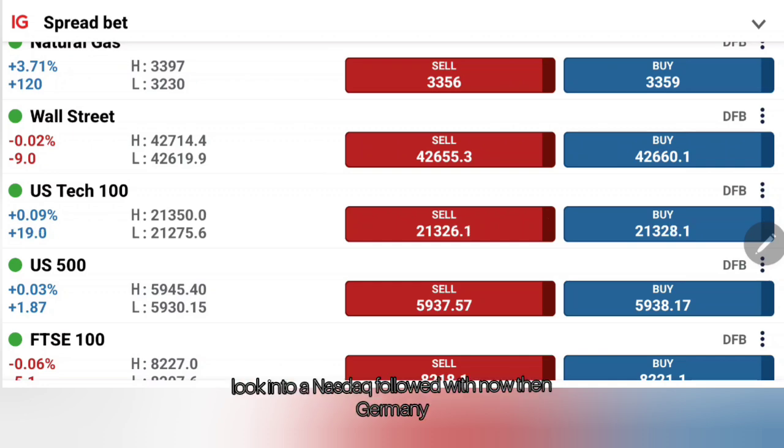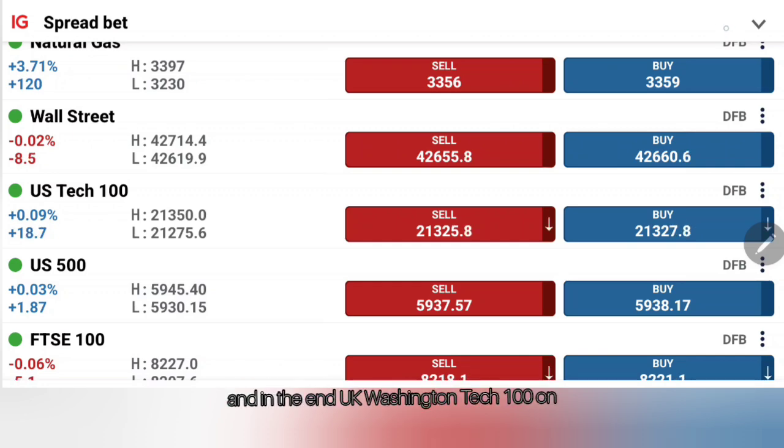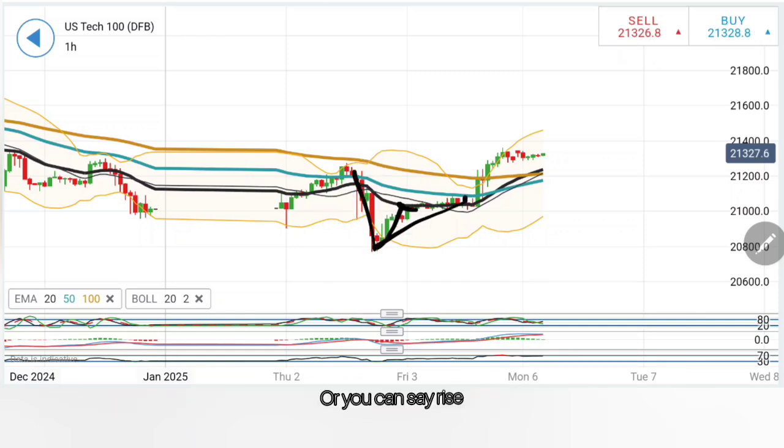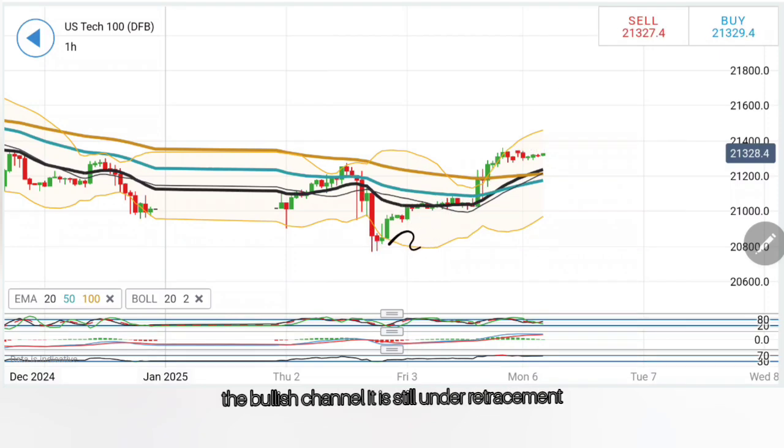Let's start first with Nasdaq, followed by Dow, then Germany, and in the end UK. Watch the Tech 100 on the hourly charts. You can notice a drop, then sideways movement, then a rise, then sideways movement, trading in the bullish channel. It is still under retracement.